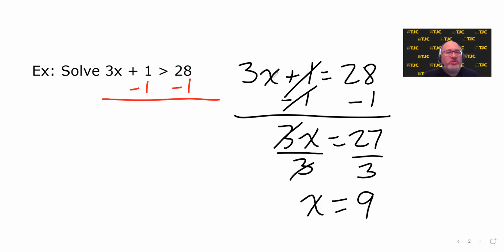When we do that, the 1s still cancel. That still leaves us 3x greater than, and then 28 minus 1 is 27.